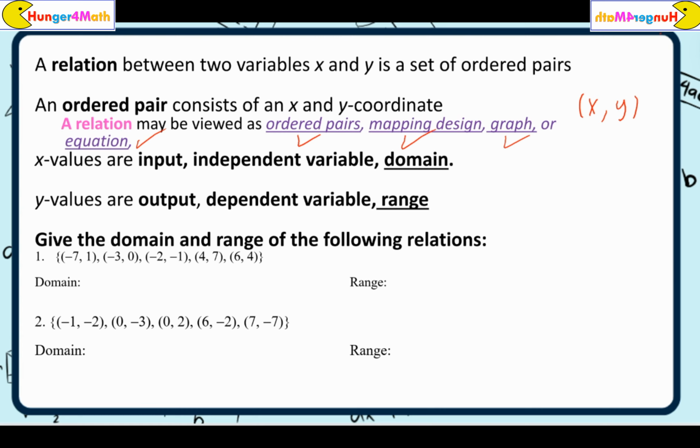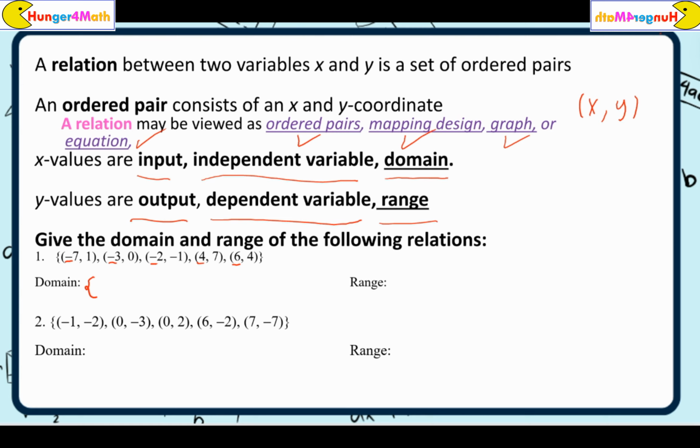The x values are also called input, independent variable, and domain. The y values are also called output, dependent variable, and range. Let's try this. Give the domain and range of the following relations. So we have here a relation in ordered pairs, and it asks us to list down all the domain. So we have to put a bracket and list down all the first numbers in the ordered pairs that represent the domain.